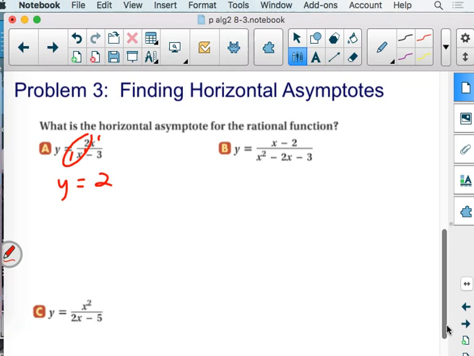Go over to this one. Degree of the top, less than the degree of the bottom. I can't help it. I'm thinking infinity right now. So if we did just have x over x squared, it would be 1 over infinity, which is y equals 0. But if you want to memorize, the degree of the top is less than the degree of the bottom, so it's y equals 0 for the asymptote.